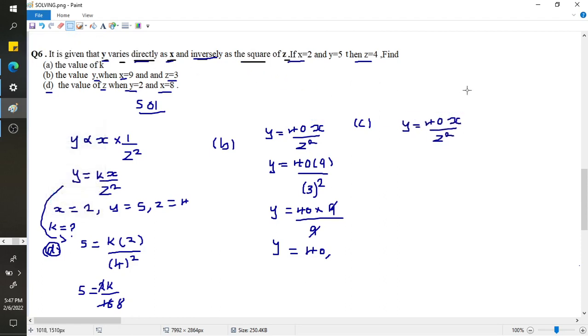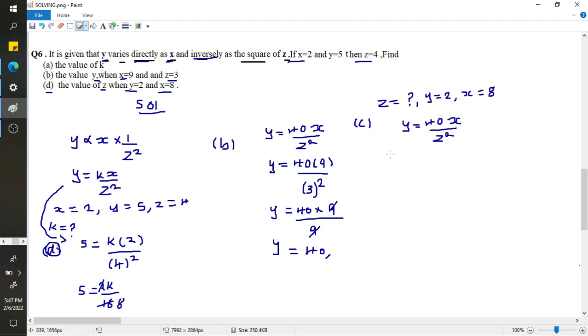So again, we start with the same formula. Now remember, what we have is that we want to calculate the value of not y, z this time, right? So we want to calculate the value of z. We don't know what it is, right? When y is equal to 2 and x is equal to 8, right?